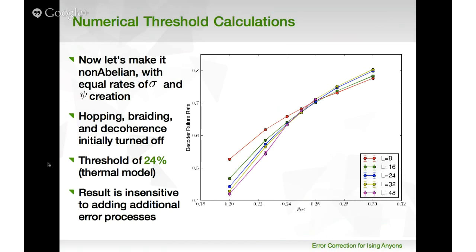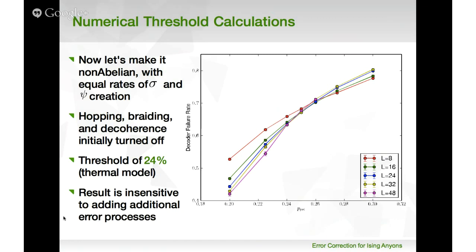So now we can make this non-abelian. We can turn up the creation rate on the sigma particles. So this graph is for both. I've turned off hopping. I've turned off braiding and decoherence. All of those processes are now suppressed. But sigmas and psis are created in pairs at equal rates. And again, don't read too much into this particular number because it's not directly comparable to an IID noise model, but with respect to this noise strength parameter that we've defined, we have a threshold at 24% using this perfect matching decoder for this fusion code on a sphere. And that'll probably shift down a little bit further as we eliminate the finite size effects.